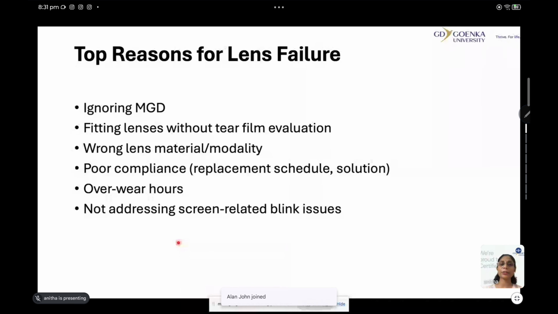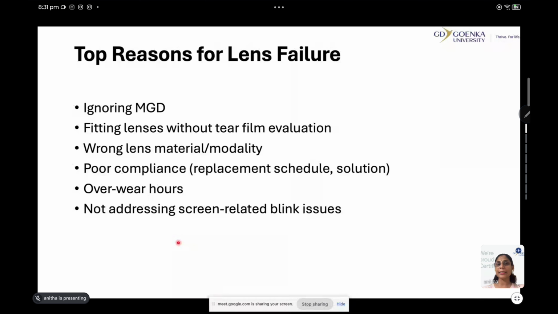So the top reason for lens failure is ignoring meibomian gland dysfunction. This is singularly the most common reason for lens failure. Other reasons include fitting lenses without a proper tear film evaluation, or prescribing the wrong lens material or modality. And of course, there is poor compliance from the patient's end.